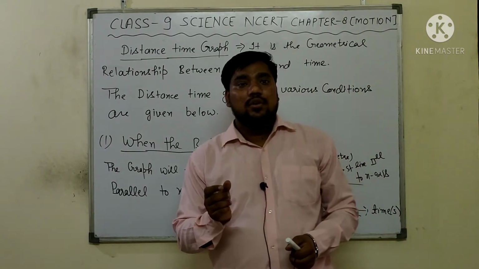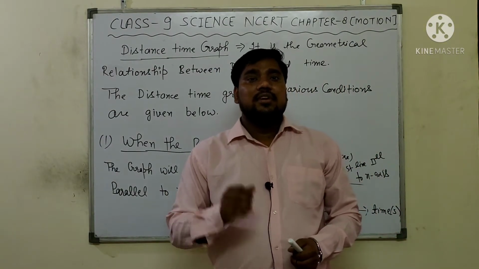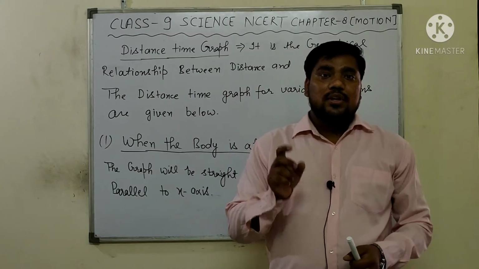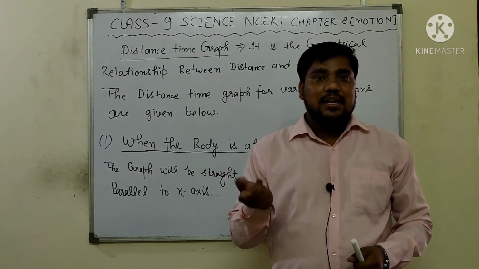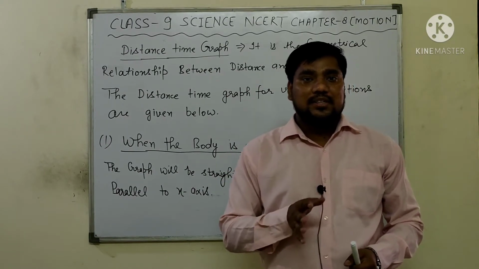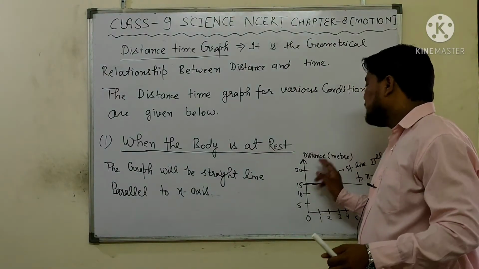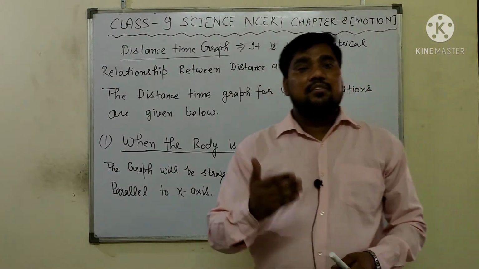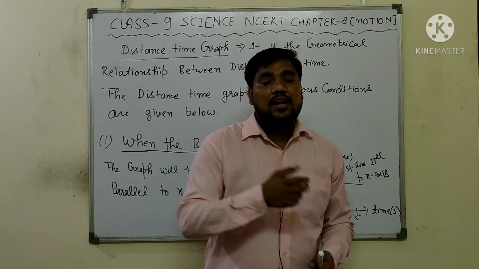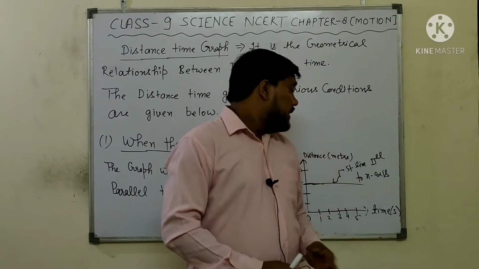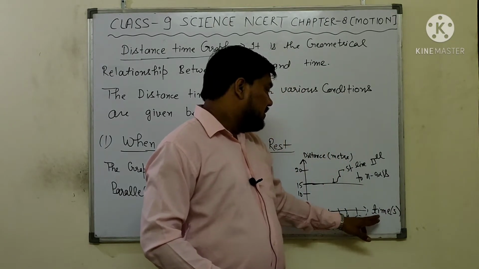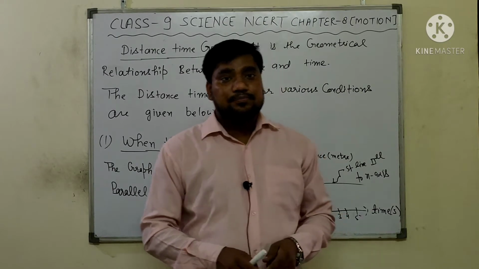Why are we doing so? In the previous video we discussed that we need to plot the dependent quantity on the y axis and the independent quantity on the x axis. Here distance is the dependent quantity, so that's why we have taken distance on the y axis, and time is the independent quantity, that's why we have taken time on the x axis.